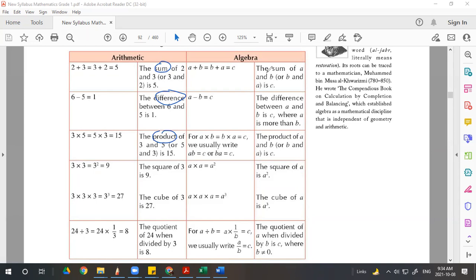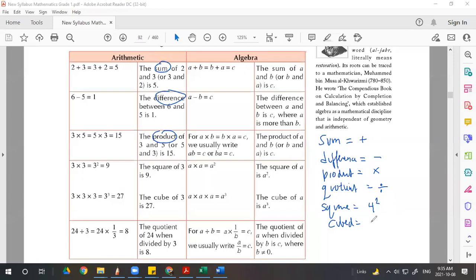You have to understand that the sum is positive, plus, or add. Difference is minus. Product is times. Quotient is division. And square is, let's say I have the number 4 square, 4 power 2. If cube, let's say 3 cube, 3 to the power of 3, or 8 cube, 8 to the power of 3, right?